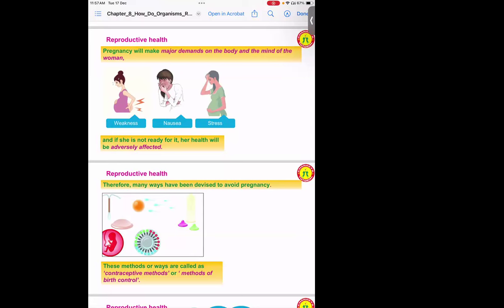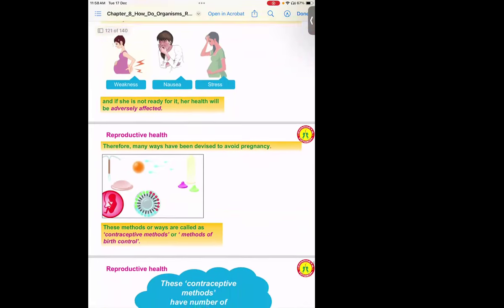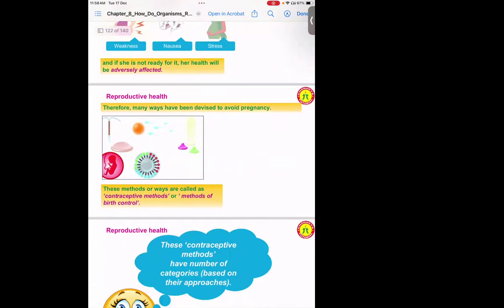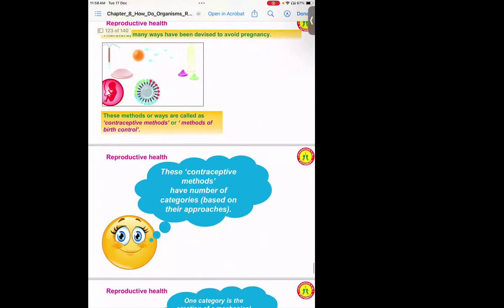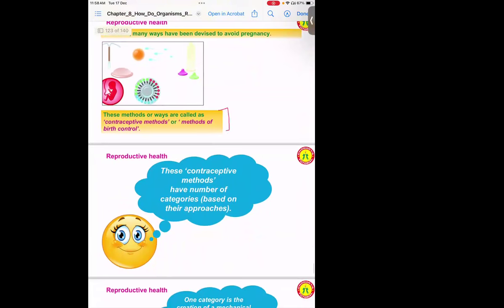And once the female is ready for the reproduction process, the second thing is that the male also should be ready, because both have to undergo this process together. Therefore, many ways have been devised to avoid pregnancy, and such methods are called contraceptive methods. They have asked this question in the board exam: what is the other name of the contraceptive methods? The answer is birth control.